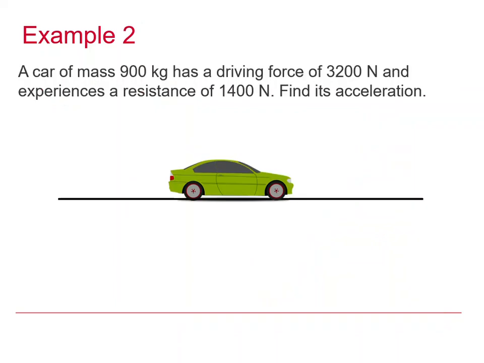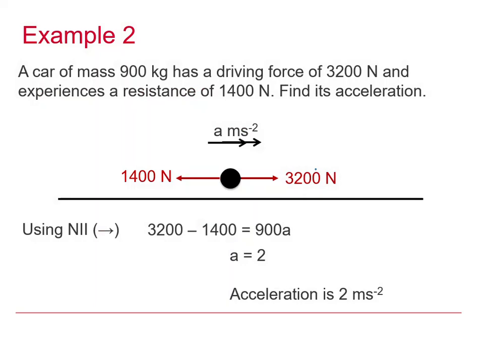Now let's look at a car with a given mass and a driving force, and this experiences a resistance of 1400 newtons. So we have to find its acceleration. Now this will depend on drawing a force diagram to see what's happening. We'll begin by considering the motor car as a particle. So here's our particle diagram.